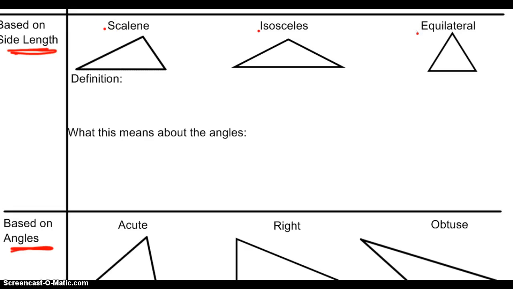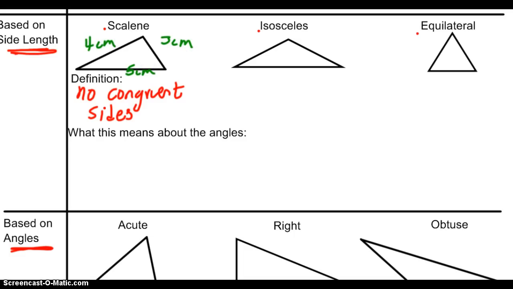Remember, a scalene triangle is a triangle with no congruent sides. None of the sides are the same length. So no congruent sides. Okay. So if you're going to make up some numbers, maybe this is 3 centimeters, this is 4 centimeters, and this is 5 centimeters. None of them are the same size.